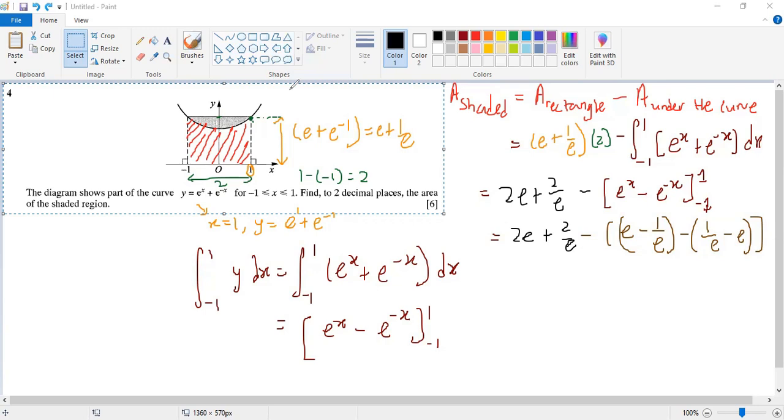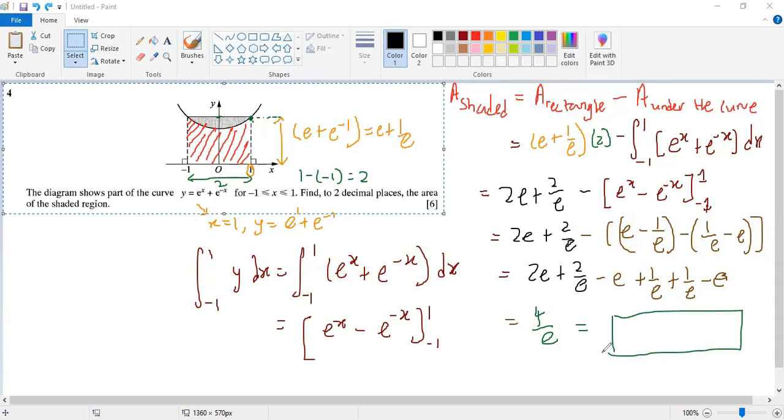Let's simplify that first, and then we get the answer to 2 decimal places. So this becomes 2e plus 2 over e. Let's simplify the plus all the way. This becomes minus e plus 1 over e. Minus minus becomes plus, so 1 over e minus e. You can see easily that the e vanishes, so only the 4 over e remains. Why I'm doing it in detail is to show that in cases where you need a more accurate answer, you can break it down like this, because some people say just put it in the calculator at that point, which can also work. So let's calculate the 2 decimal places.